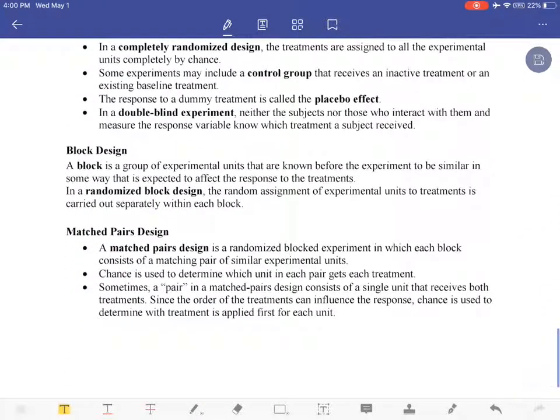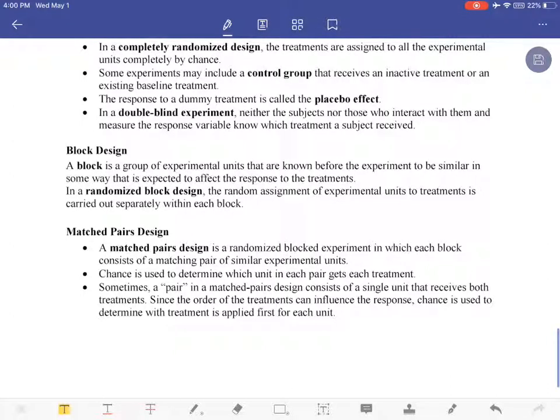Next, we got block design. So that's where essentially it's completely randomized design, except we're splitting up into groups based off a variable that could influence the results. A common one, especially for like pills, medical treatments, is splitting people up by gender.